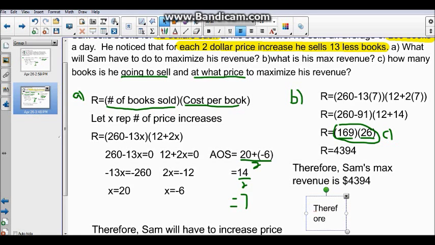And that's pretty much it. We answered all 3 questions in the economic word problem. We found out what Sam will have to do to maximize his revenue, which was to increase his price 7 times by $2. We found out what his max revenue would be, $4,394. And we also found out how many books he'll have to sell and at what price to maximize his revenue.